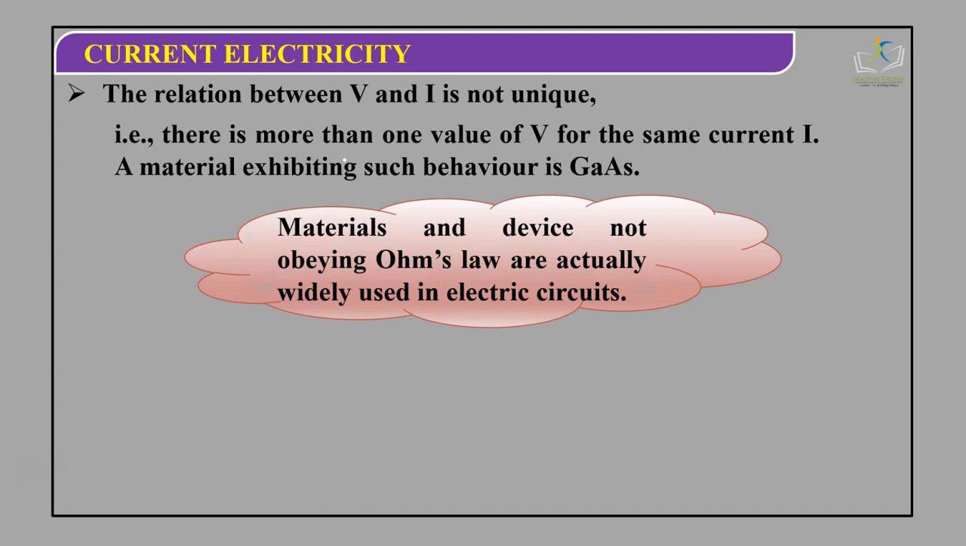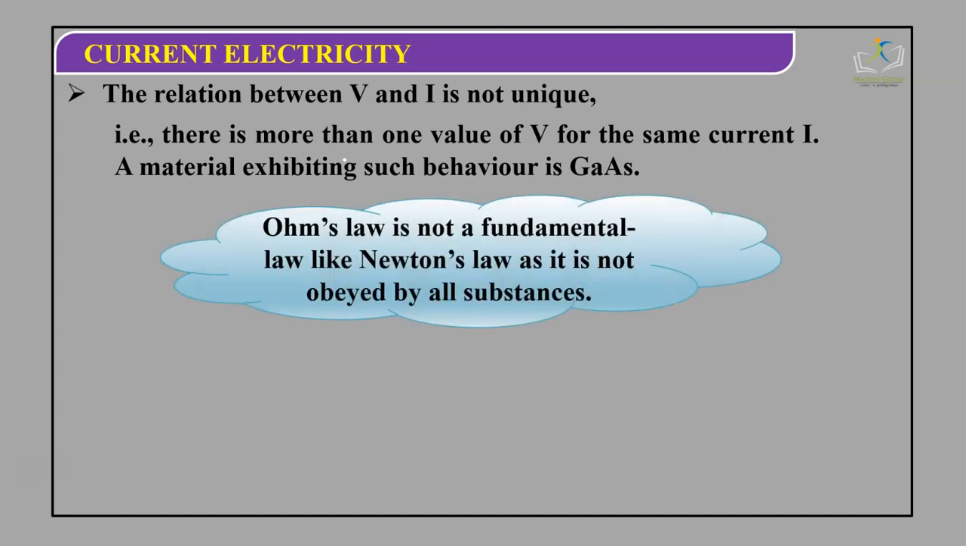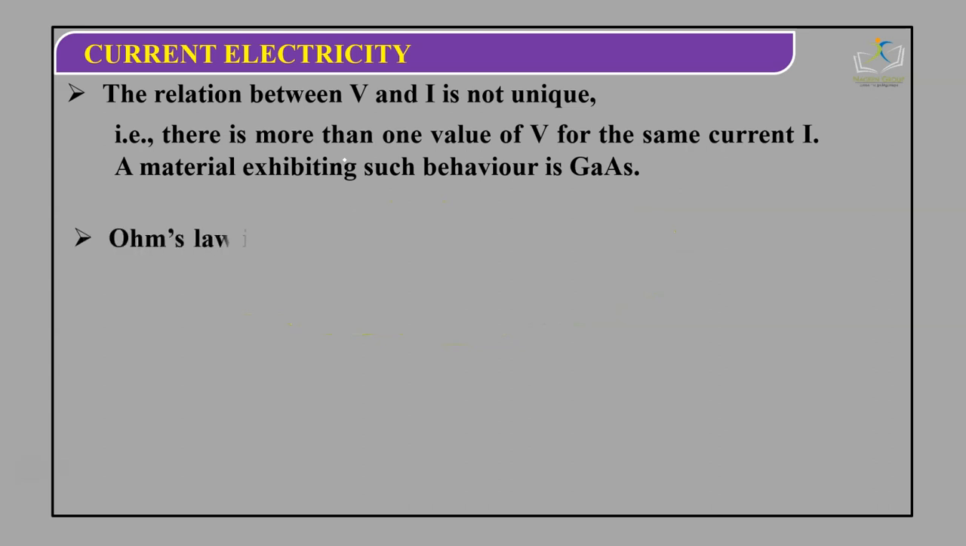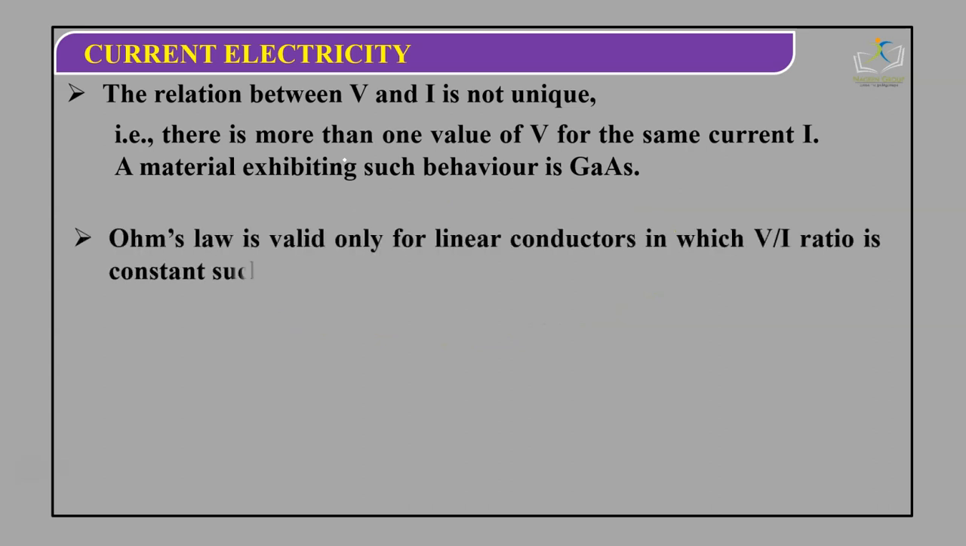Materials and devices not obeying Ohm's law are actually widely used in electrical circuits. Ohm's law is not a fundamental law like Newton's laws, as it is not obeyed by all substances. It is an empirical formula used to find the potential difference across the conductor. Ohm's law is valid only for linear conductors, in which the V versus I ratio is a constant, such as materials or metals.